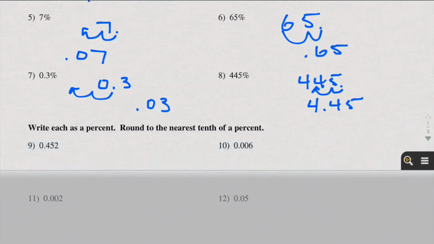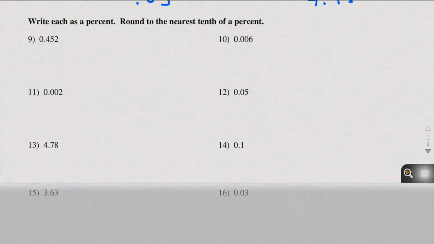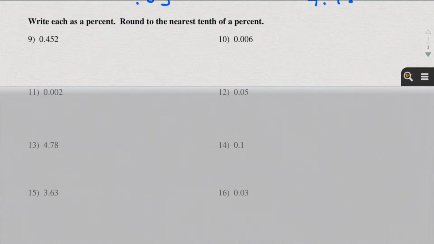Okay, number 9. What we're going to be doing in this section is writing each as a percent, rounded to the nearest tenth of a percent. So we're converting these decimals into percents now. So instead of going like we did in the previous section from percents to decimals, now we're going from decimals to percents. So let's start with number 9. So same thing, but in reverse.